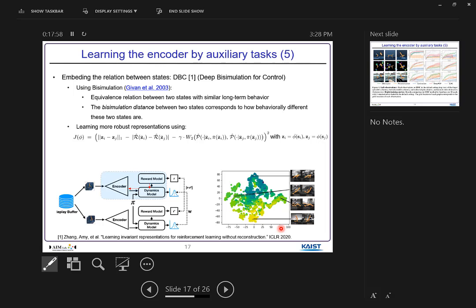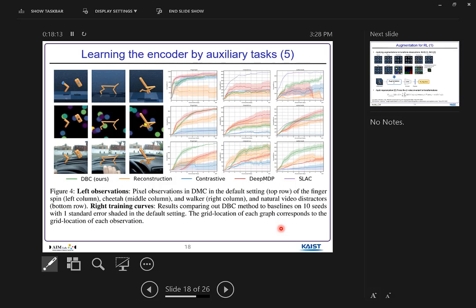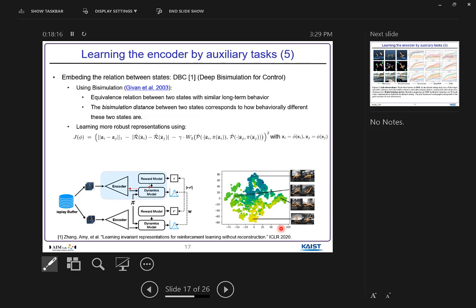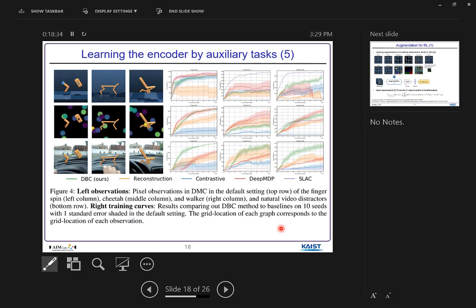And this paper is also an oral spotlight paper at ICLR 2021, I remember. It's just last year. So one thing is, what's the benefit of this loss function? It can learn a more robust representation. It means that it can learn to ignore the distractor, a different background but the same robot. So this is like the state of the art of this.